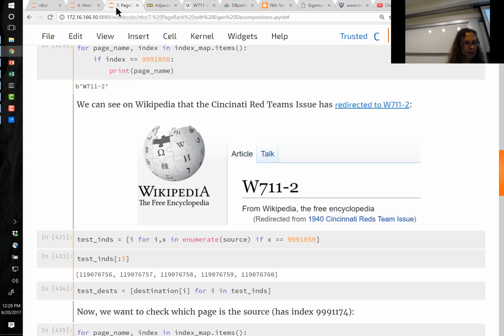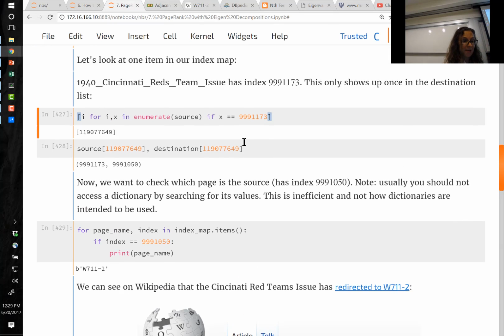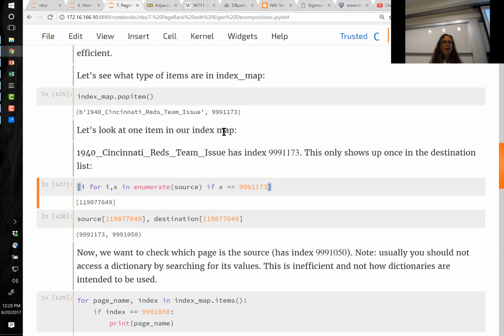Let me just say one more time how this is working. Index map is a mapping between names of Wikipedia pages and a number representing them. Then we can look for those numbers in the source or destination list, and the source and destination lists need to be paired together, because the third entry of the source list is pointing to the third entry of the destination list. So are there questions about this?